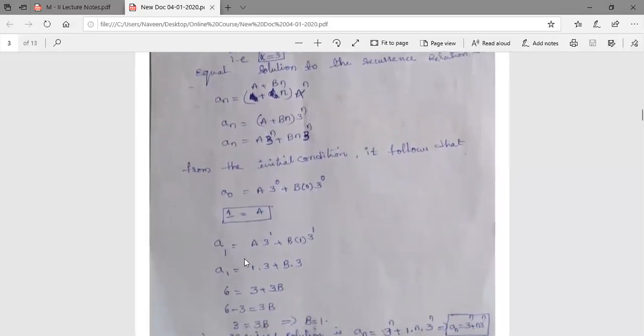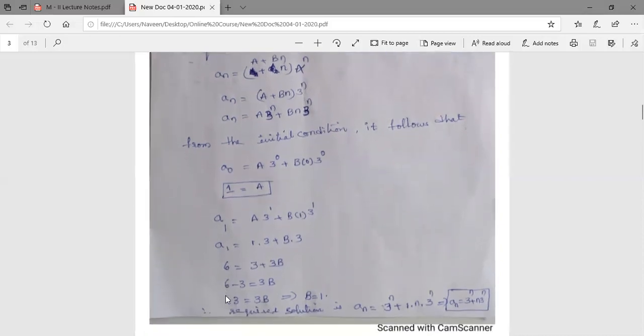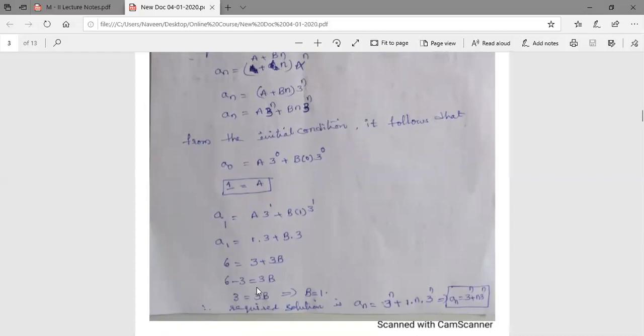Next, by substituting n is equal to 1, we get a1. A1 is equal to a into 3 power 1 plus b into 1 into 3 power 1. A1 is equal to 1 into 3 plus b into 3, so we get 3 plus 3b is equal to 6, where a1 is 6. From this, 6 minus 3 is equal to 3b, so 3b is equal to 3. Therefore, b is equal to 1. We got a value as 1, and b also 1.